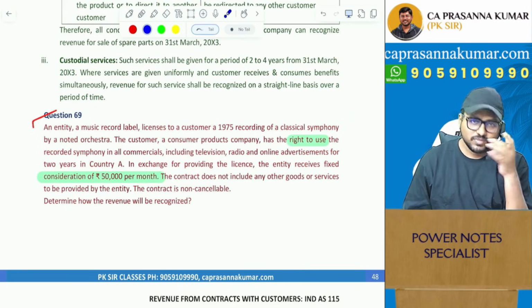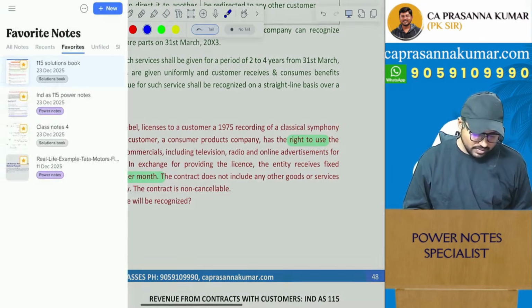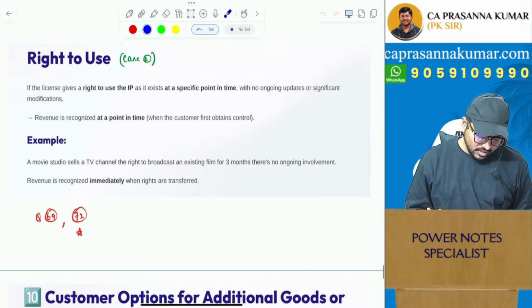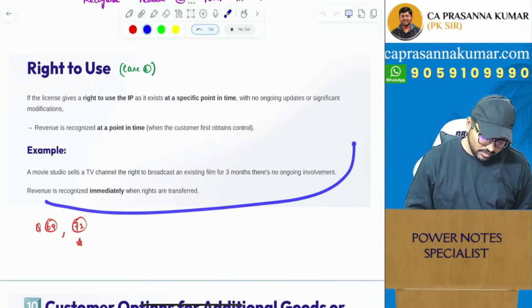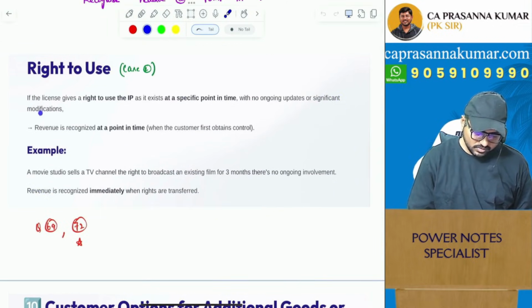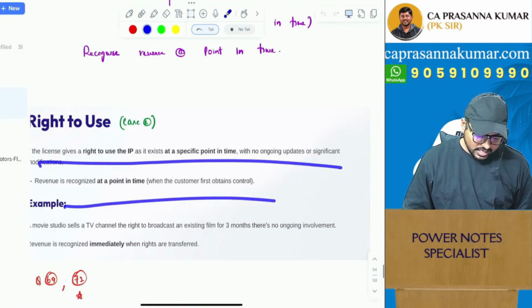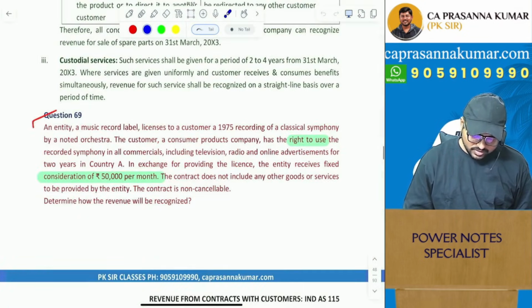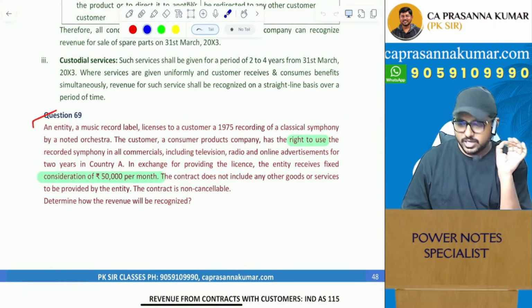That's the answer. Clear? And for the remaining, you can just copy paste the entire concept of right to use. This sentence and all, that's enough. That will be your answer. Don't go through your IC answer. This is the answer: total revenue has to be recognized upfront.